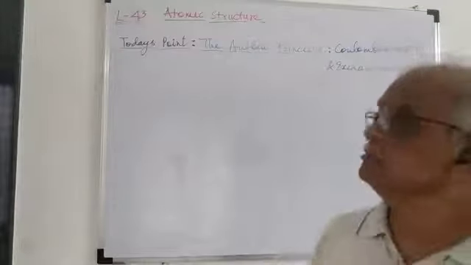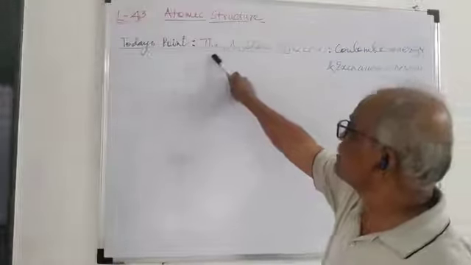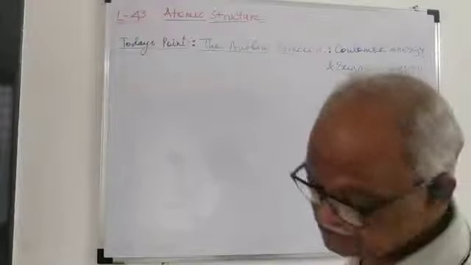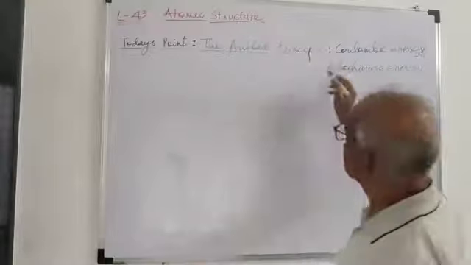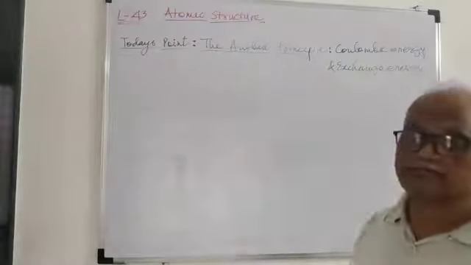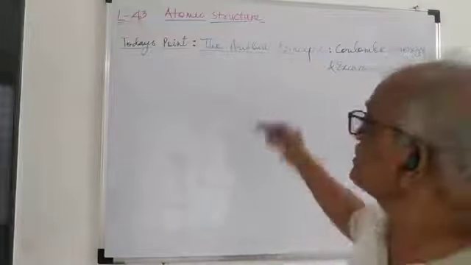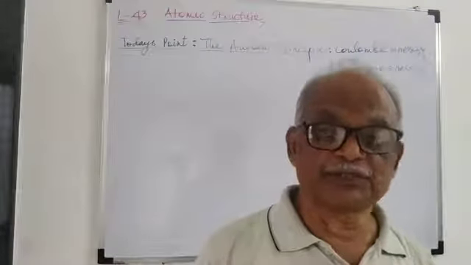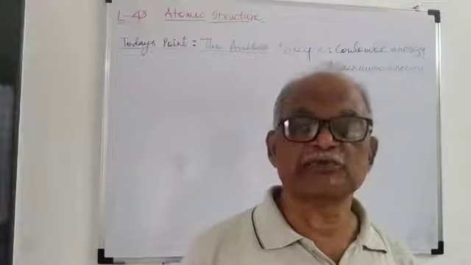Today we will see the topic that is atomic structure, and today's point is the Aufbau principle. In this topic, we are discussing the Aufbau principle, and by this time we have seen some of the rules which are considered under this Aufbau principle. That is, one is Aufbau principle, second is Hund's rule of maximum multiplicity, third is Pauli's exclusion principle.